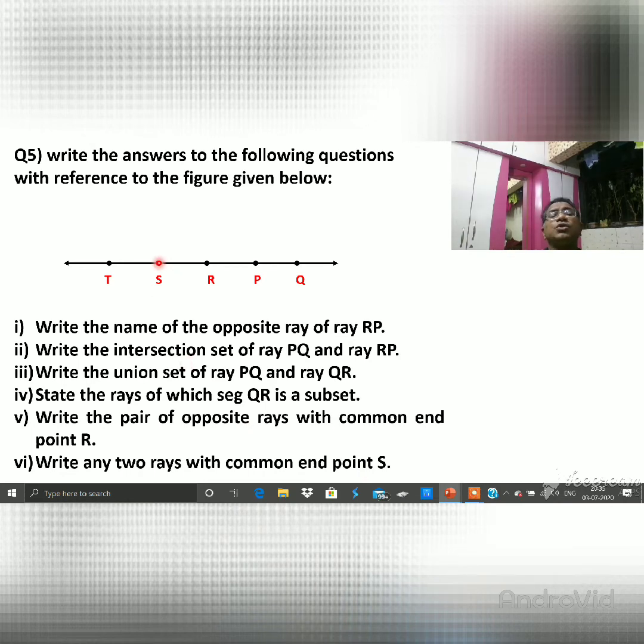So CRS, so it is SR. Then another is ST, it is SP. Another is ST, it is SQ. Another is ST. Such a way you can write.